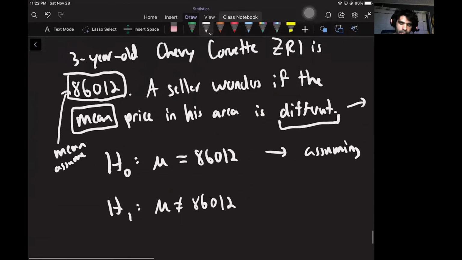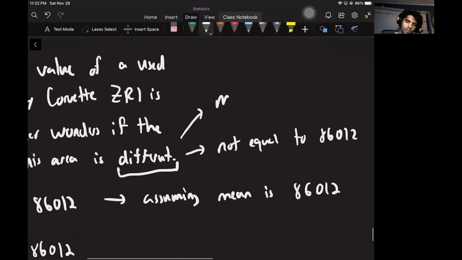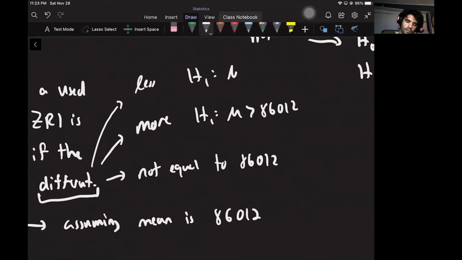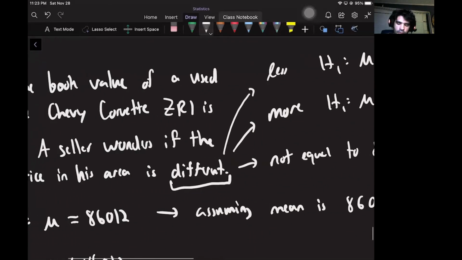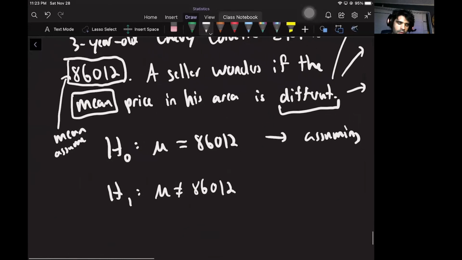So again, if I just change the word different to more or to less, then that's just going to change the alternative hypothesis into these two different options. So the researcher in this situation is not specifying whether they think it's more or less, just whether they want to see if it's different at all.